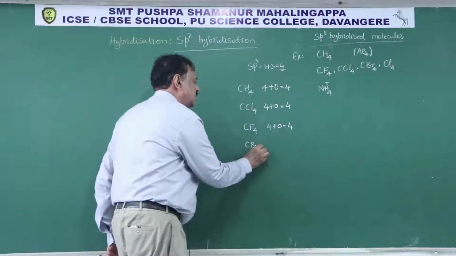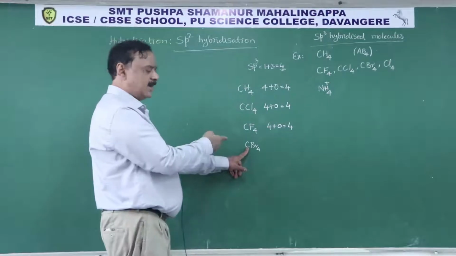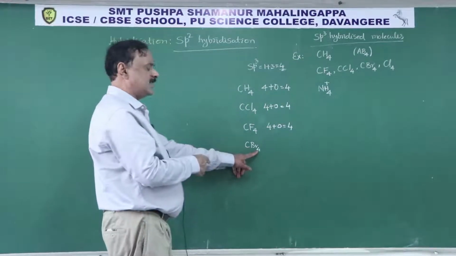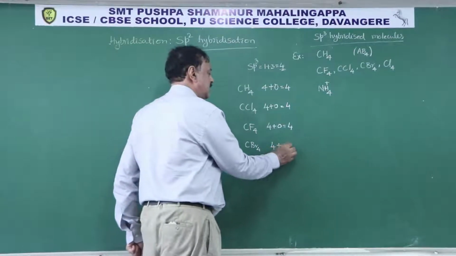CBr4, carbon tetrabromide. Now, this is the central atom, and the number of atoms bonded to the central atom is 4. Therefore, that is 4 plus 0, which is equal to 4.